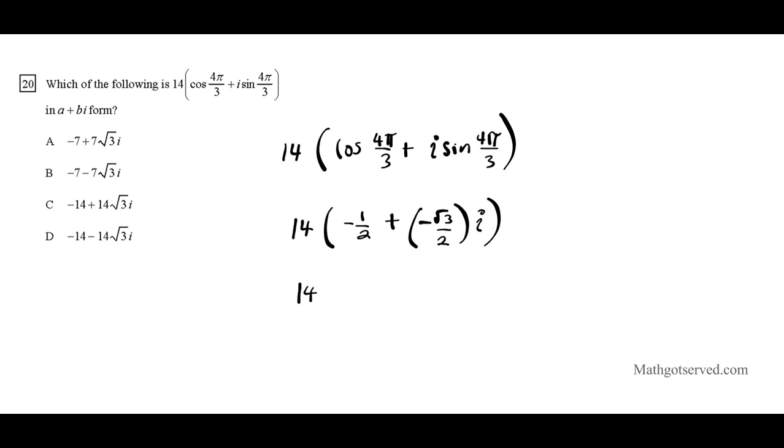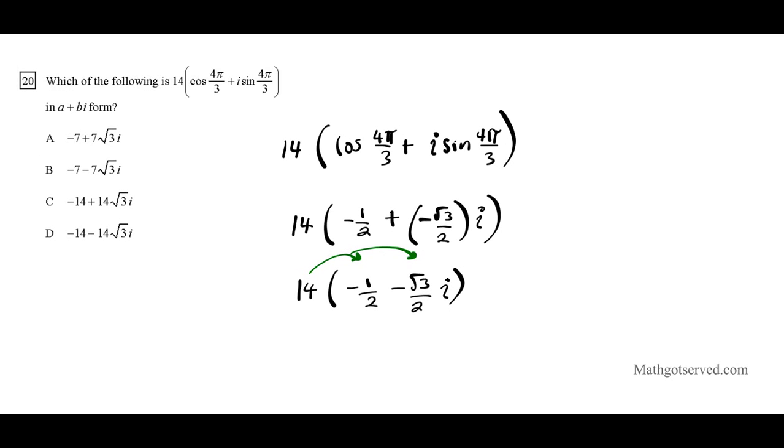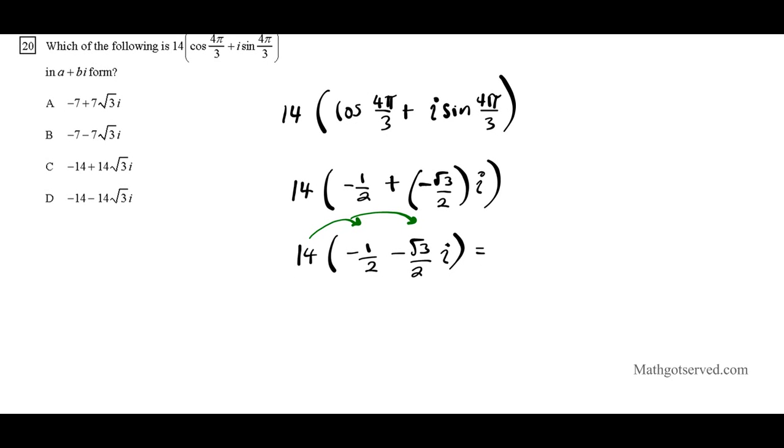Let's simplify that a little bit. We have 14 times negative 1 half minus root 3 over 2i. Now, to finish this off, we just distribute 14 into both of these. It's going to equal negative 14 over 2 minus 14 root 3 over 2i. I can divide by 2 top and bottom, so that gives me negative 7, and then negative 7 root 3i. And there goes your final answer for 14 cosine 4 pi over 3 plus I sine 4 pi over 3 in rectangular form. So our answer is option letter B.